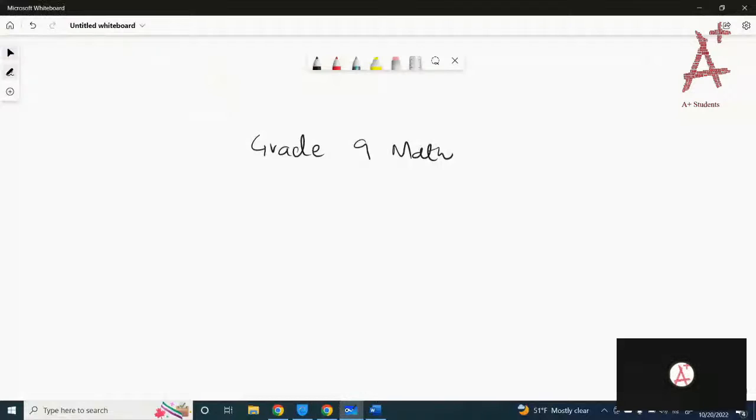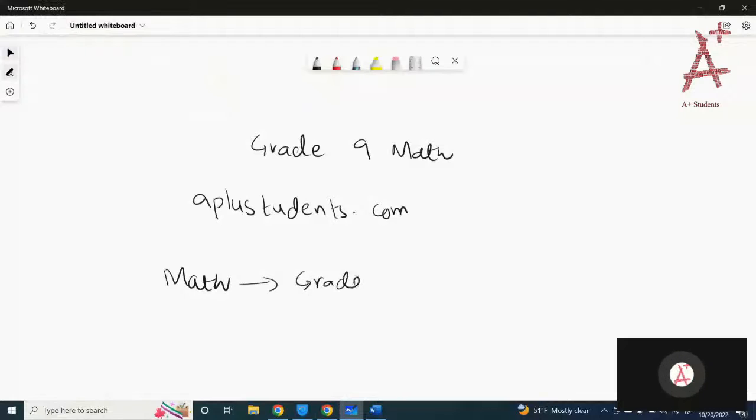So you can find all the lessons on aplusstudents.com. You have to log in there using your email address and password as provided by the administrator. Then you have to select math from the subject tab, then scroll down to grade 9, then click on view all lessons. And we are working on chapter 9, that is statistics.